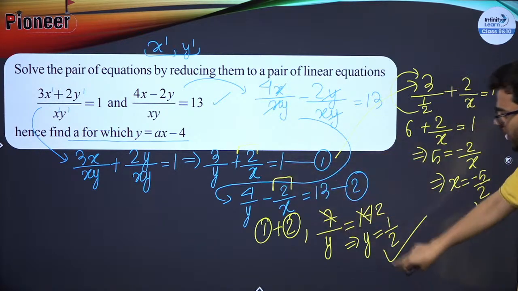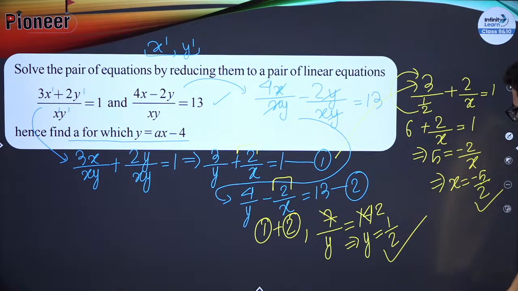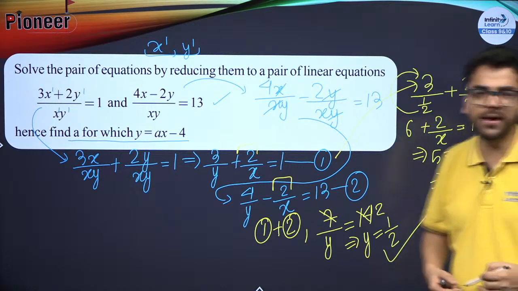So y is equal to 1 by 2, we are getting 6. So minus 5... minus 2 by 5. I made a small mistake, that is minus 2 by 5, right? X is equal to minus 2 by 5. Yes, this is correct. I hope it is clear to every student in this session.